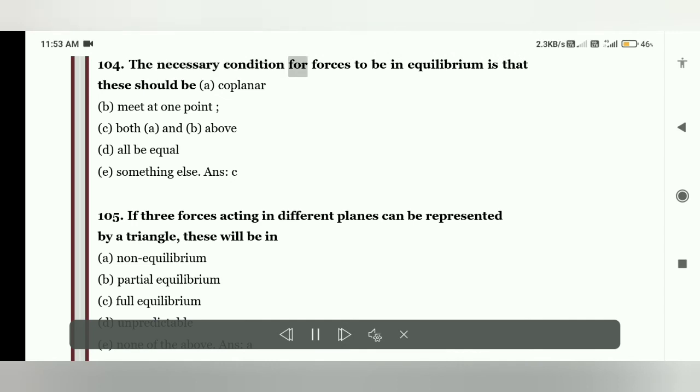The necessary condition for forces to be in equilibrium is that these should be: A, coplanar. B, meet at one point. C, both A and B above. D, all be equal. E, something else. Answer C.